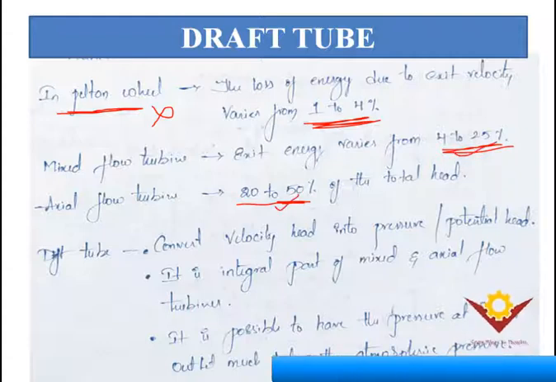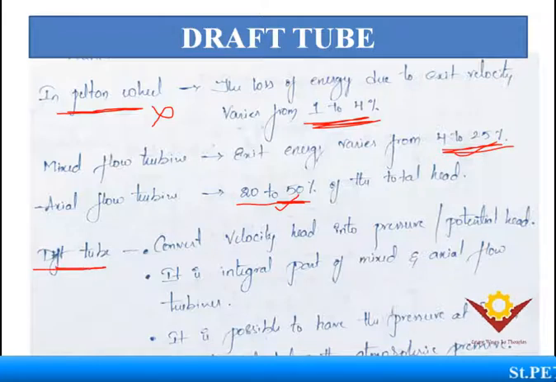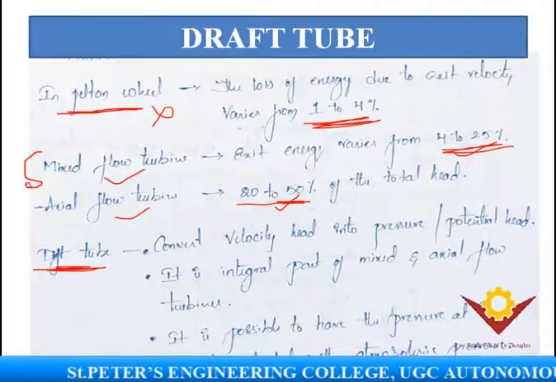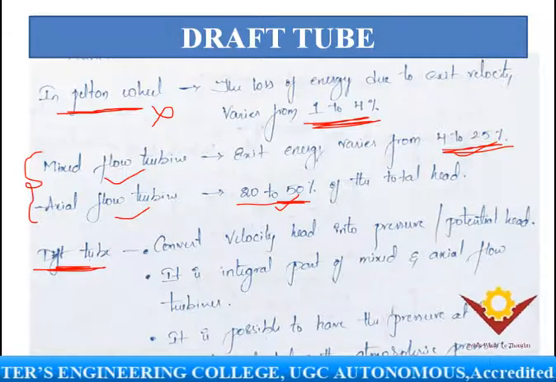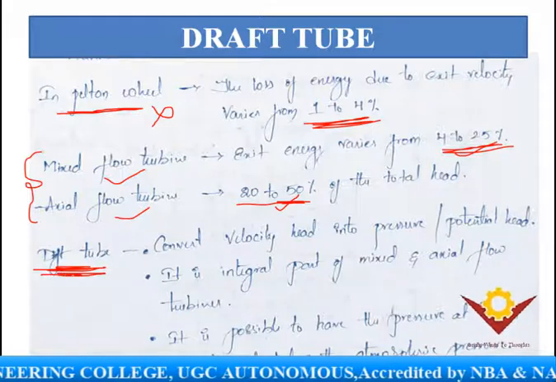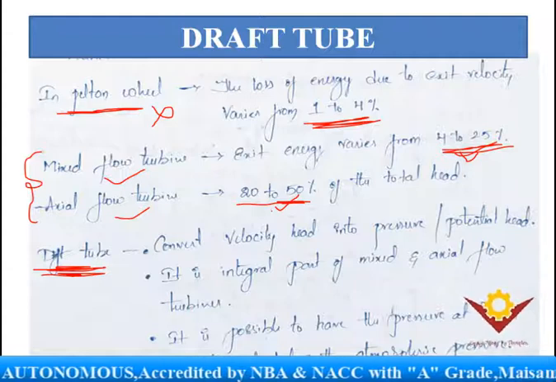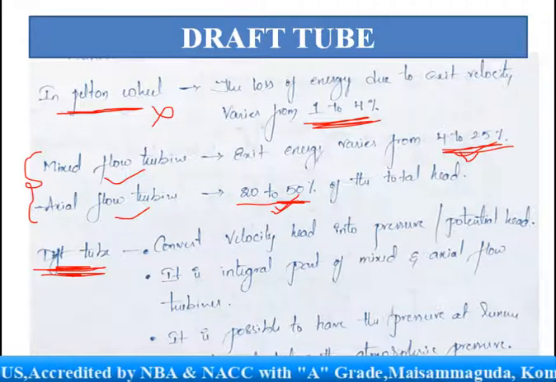But if you use the draft tube, it won't happen in such a way. That means you can reduce these losses in the mixed flow turbine and the axial flow turbine, which are two reaction turbines. So we are going to use draft tubes mainly in the reaction turbines because there will be huge losses, and you're going to just neglect those losses in the reaction turbine.